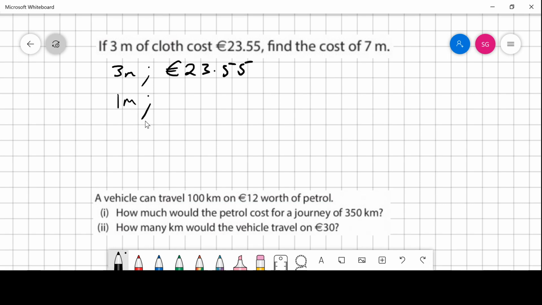23.55 divided by 3 ends up being €7.85. So that's the cost of 1 meter. Now to find the cost of 7 meters, we'll again use that unitary method, and we'll multiply this here by 7. And from that, I've done, again, using my calculator, 54.95.